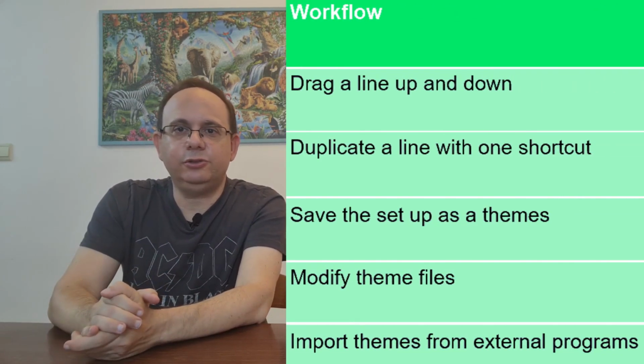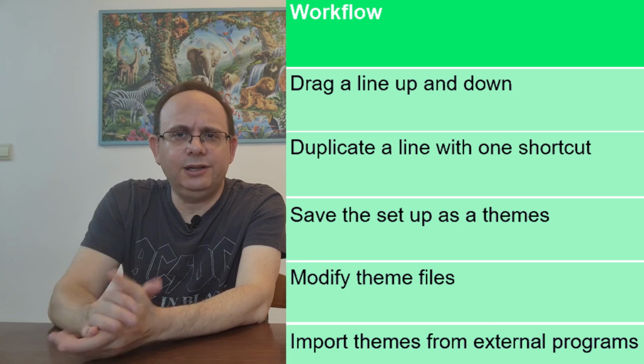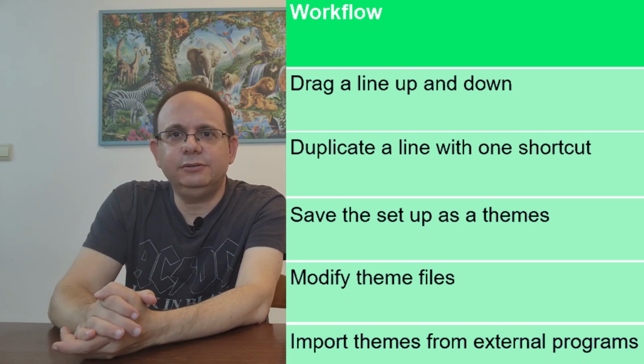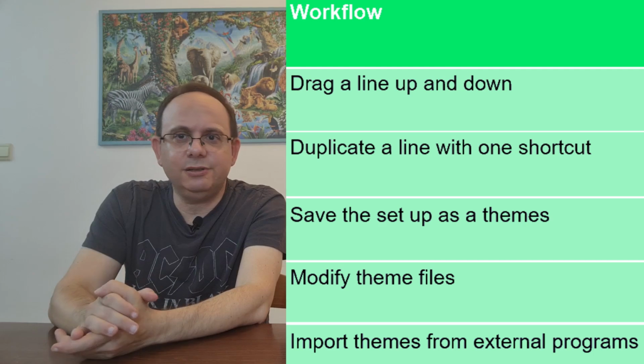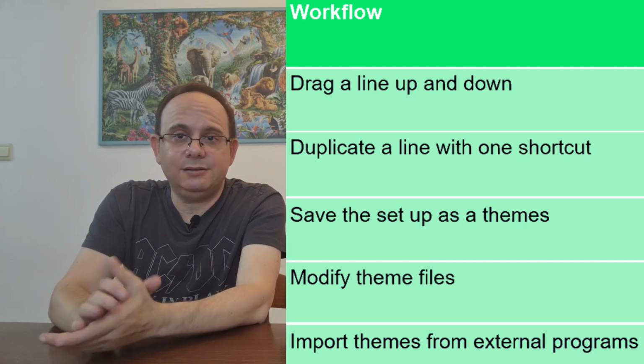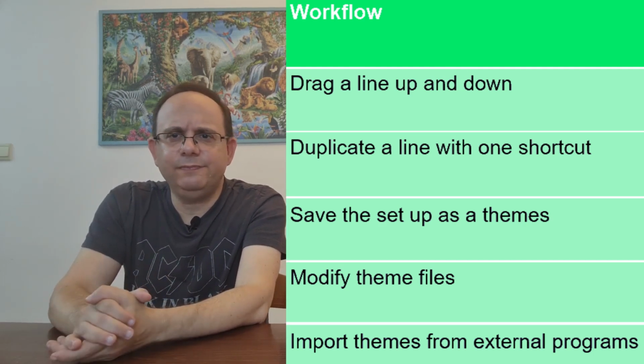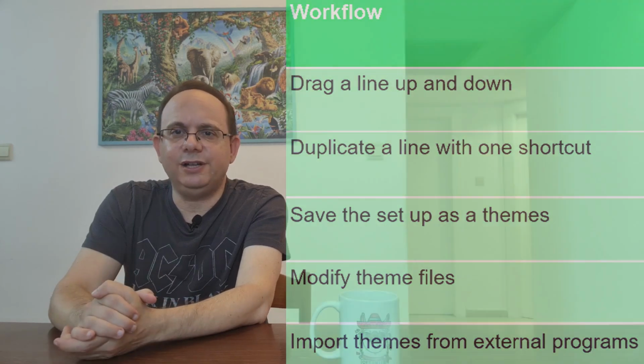With that goal, we can prioritize better. Now we're going to have a discussion about which main workflows we're going to support and test. After a bit of arm wrestling with the product manager, we get to this list. The user will be able to duplicate a line with a shortcut. They can drag a line up and down with a shortcut. They can import themes from external programs. They can save the current setup as a theme, and they can modify theme files. Excellent, as we say in our project.